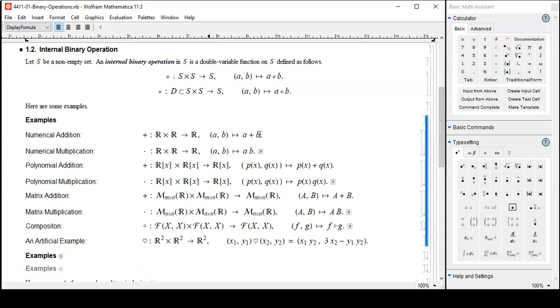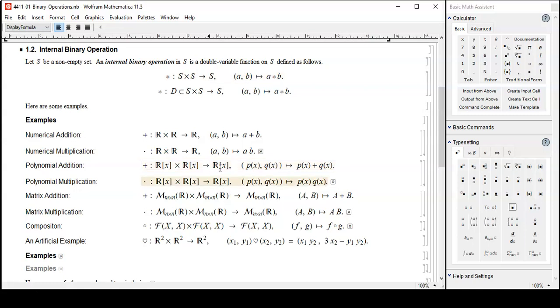Okay. Real number arithmetic, addition and multiplication. They both fall into this category. Any pair of real numbers a, b, we can define sum and product uniquely, right? Now, do they have to be all numbers? Not really. How about polynomial addition and polynomial multiplication?